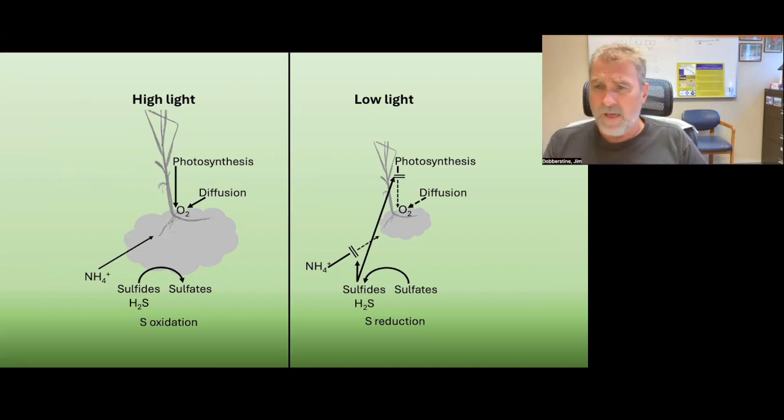Again, where you have high light, you have more oxygen diffusion, and as a result, the sulfides are converted to sulfates, and so those conditions are less toxic in those sediments. Again, very stressful are low light conditions for these submerged aquatic vegetative communities.